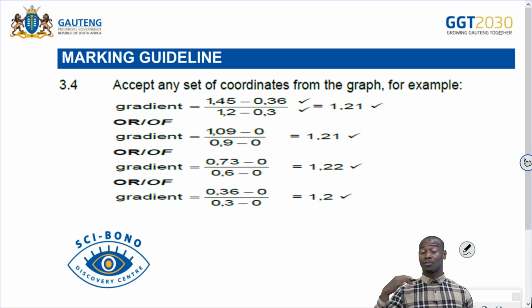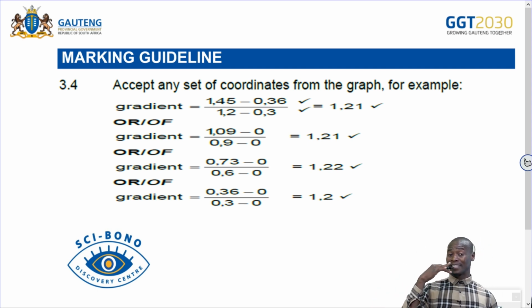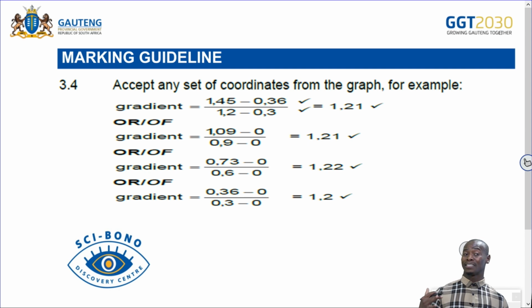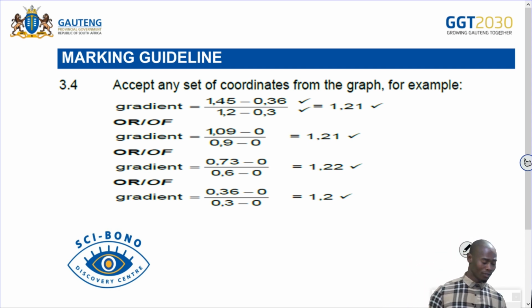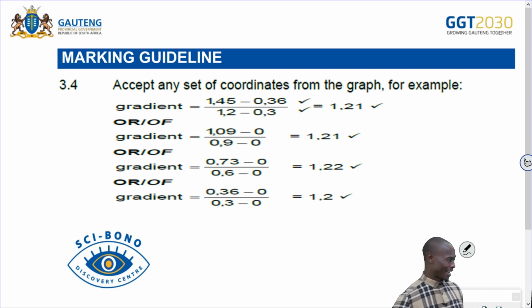But your line should start from the origin, because if it's a straight line starting from the origin, it tells us that the relationship between a and F net is directly proportional. But if it happens that yours doesn't start from the origin, you'll also lose marks. Then they want us to calculate or find the gradient here.